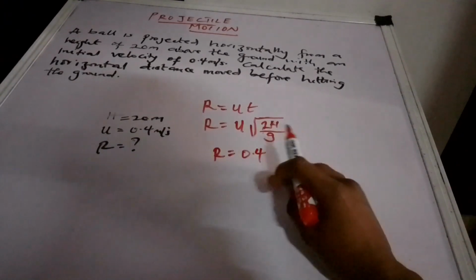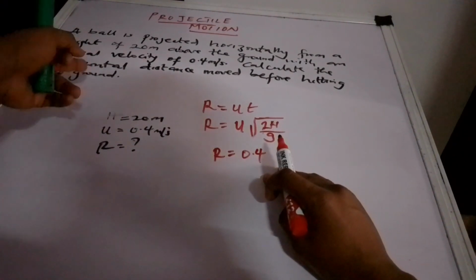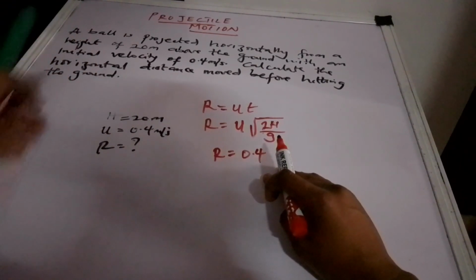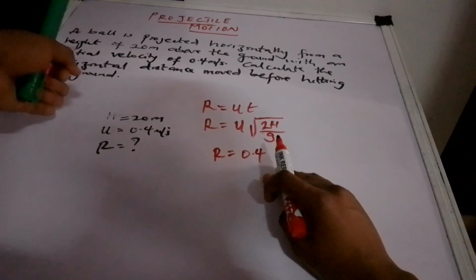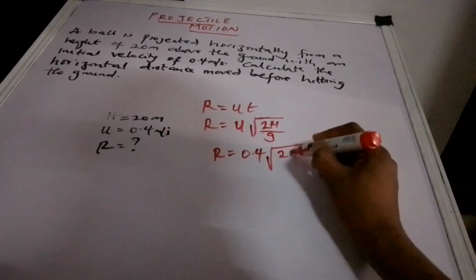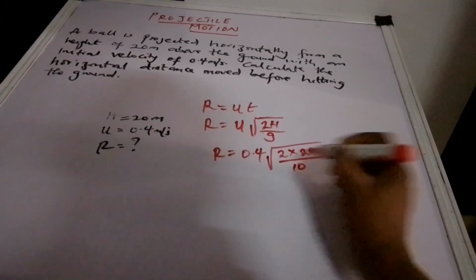Remember that we are looking at horizontal components. So for horizontal component, our U is not 0. It is when the question they give us has to do with vertical component that our U will be solved vertically, and at that point that U becomes 0. So 0.4 square root of 2 multiplied by h, h is 20, the height is 20, then over 10.